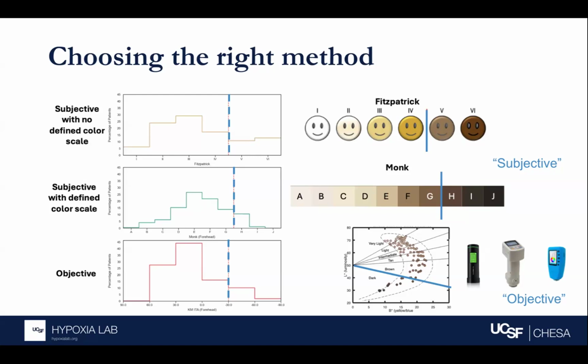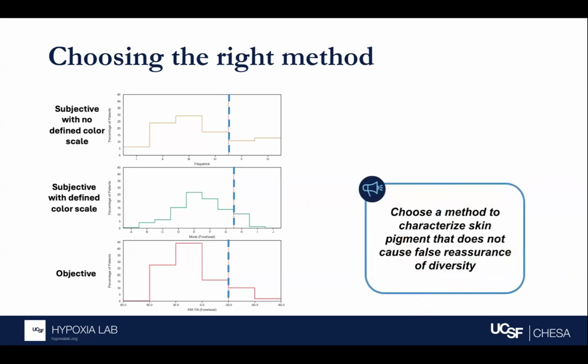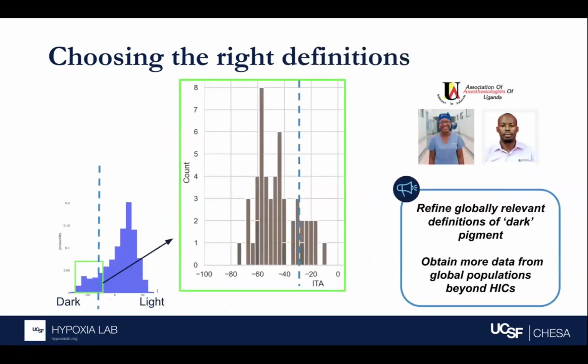This was one problem that we had to get out of the way. So choosing the method was a big one for us. The other part of it is the definitions within these methods. What is the cutoff for dark skin pigment?